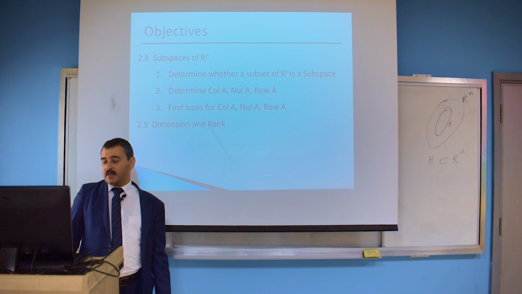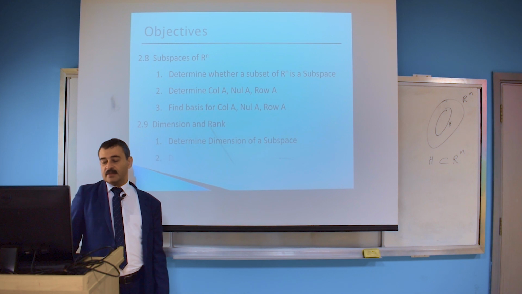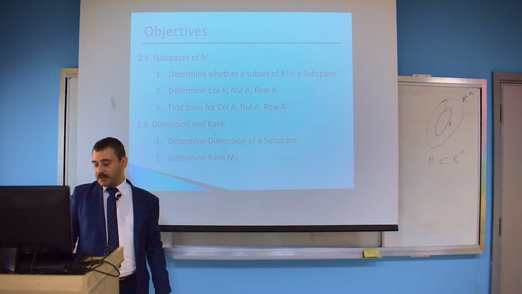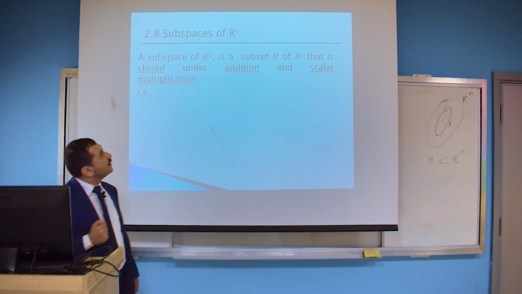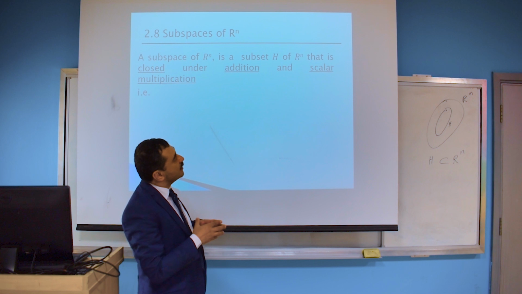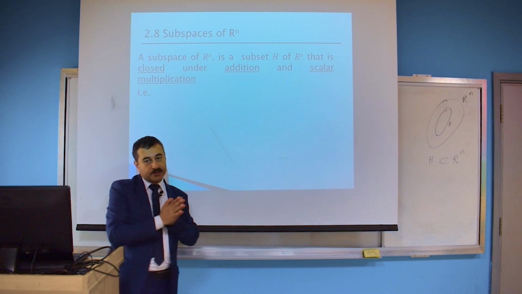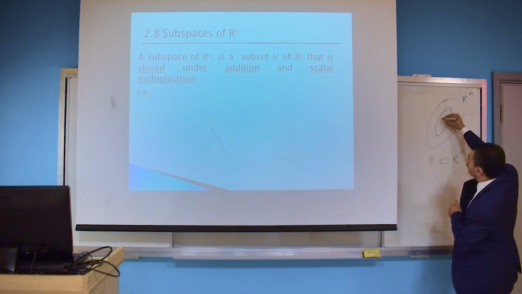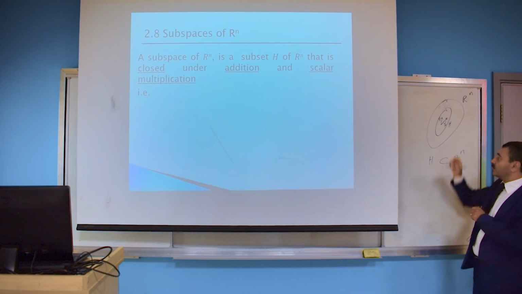And 2.9 is related to this, to find what is called the dimension of a subspace and the rank of a matrix. So today let's take 2.8 first. This is the formal definition of the subspace in Rn. A subspace of Rn is a subset H of Rn that is closed under addition and scalar multiplication. So what do you mean by that? If you take two vectors inside H, vector u for example and vector v, I have to guarantee that the sum is still inside H.